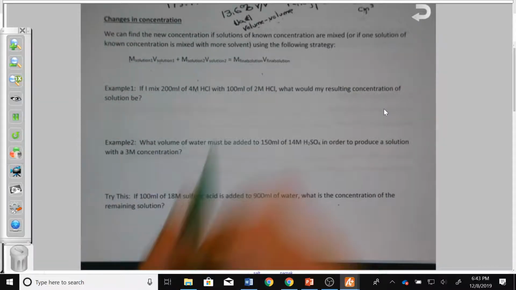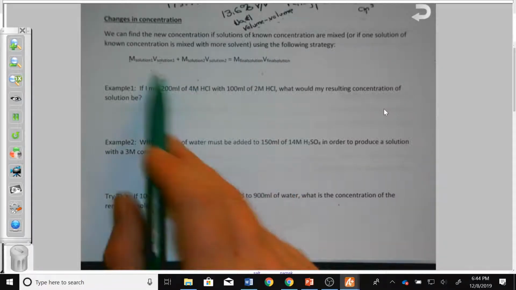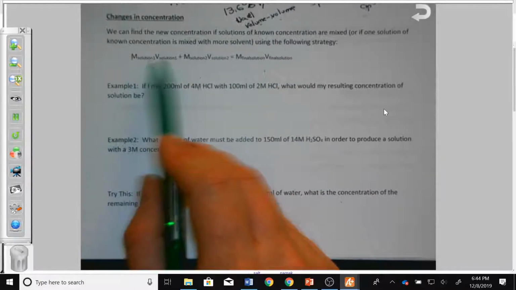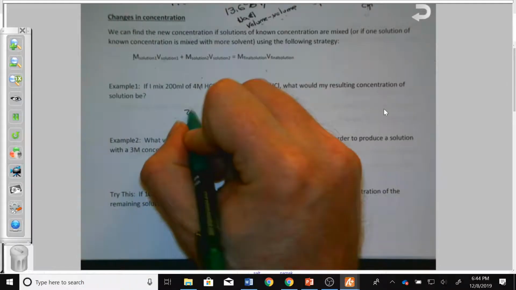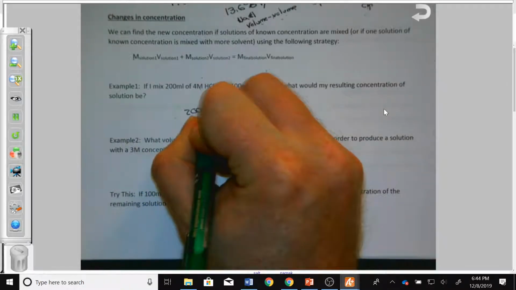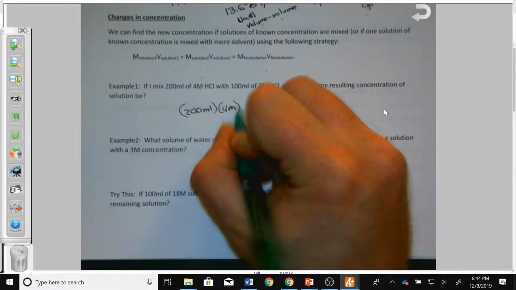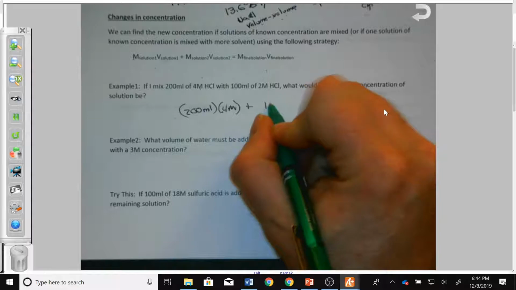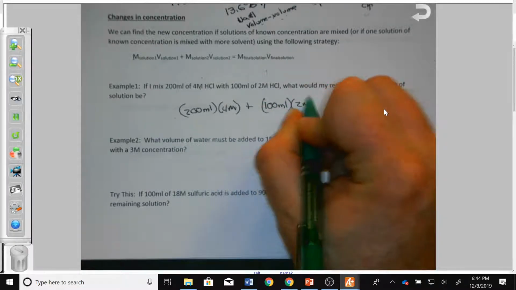I have 200 milliliters of 4 molar hydrochloric. And again, this is a nice, neat formula, and my units can be anything as long as they match. It'll output whatever units I put in. So I can say I have 200 milliliters, and that is of 4 molar hydrochloric acid. And then I add it to 100 milliliters of 2 molar hydrochloric acid.